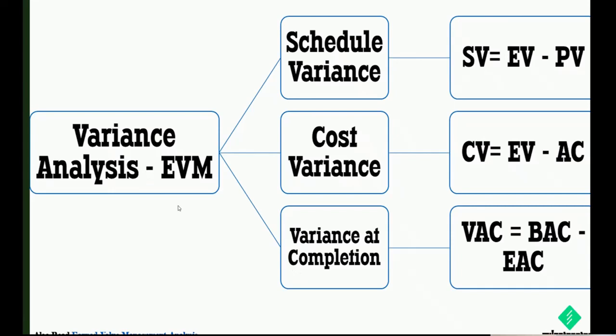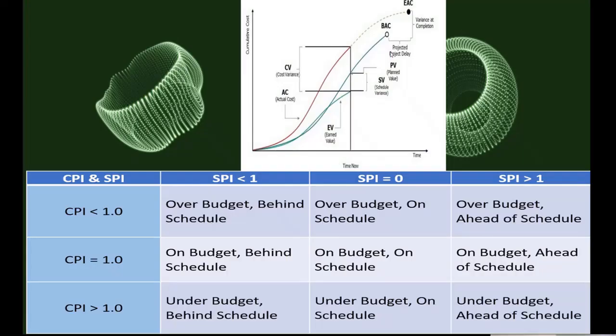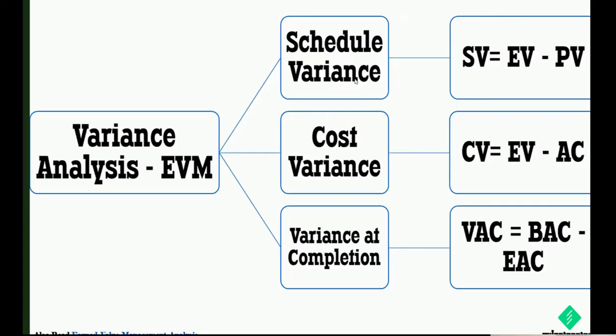Okay, then variance analysis. Variance analysis means we have schedule variance, cost variance, and variance at completion, as you see in here. Variance at completion is BAC minus EAC, cost variance is EV minus AC, and schedule variance is EV minus PV, right? So they define these.